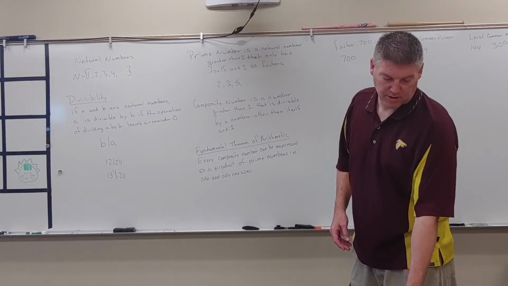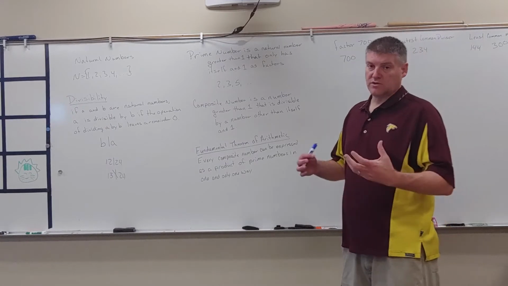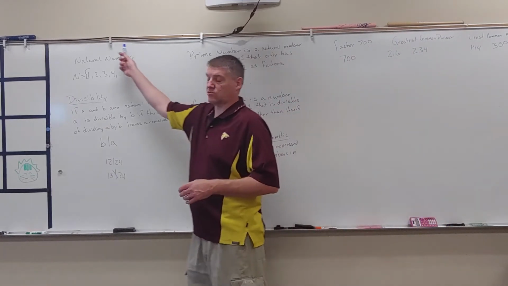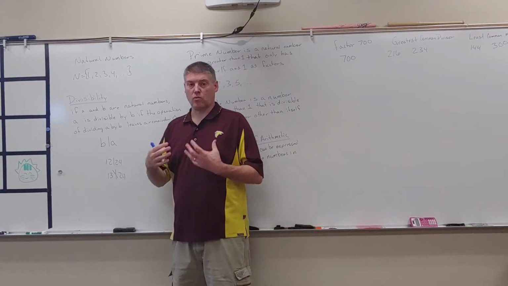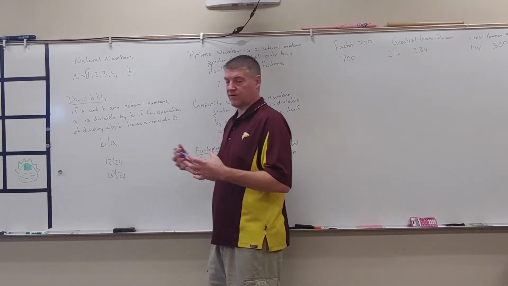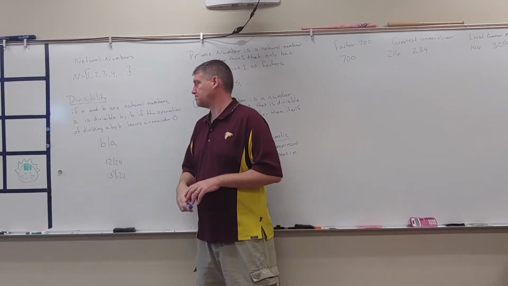Right, so we're going to talk about number theory, primes, and composite numbers. The first thing we want to understand is natural numbers. Natural numbers are the first numbers that you learn to count with: 1, 2, 3, 4, 5, 6. Those are our natural numbers here, okay?